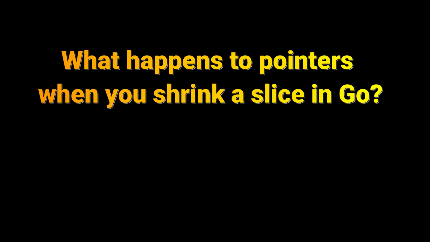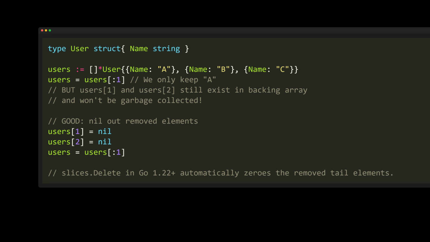Question: what happens to pointers when you shrink a slice in Go? When you shrink a slice by taking only the first few elements, the elements you remove still exist in the underlying array. If those elements are pointers, they keep pointing to data that cannot be garbage collected. This can cause memory leaks because the data stays in memory even though you're not using it anymore. The solution is to set those removed positions to nil before you shrink the slice. This lets the garbage collector know the data can be freed. Newer versions of Go with the slices package do this automatically when you use the delete function.